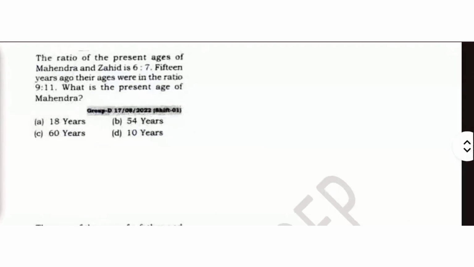The ratio of the present ages of Mahindra and Zahid is 6 is to 7. 15 years ago, their ages were in the ratio 9 is to 11. What is the present age of Mahindra? Okay, this is Mahindra and this is Zahid. The present age ratio is 6 is to 7, and 15 years ago, their ages were in the ratio 9 is to 11.